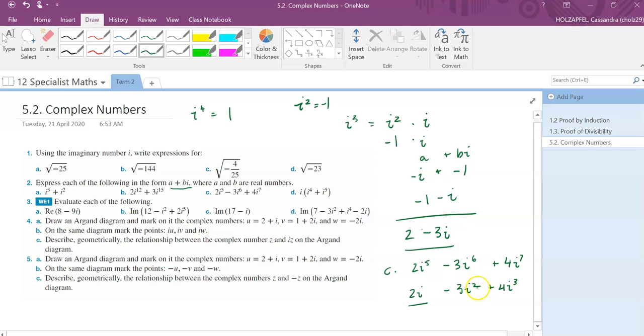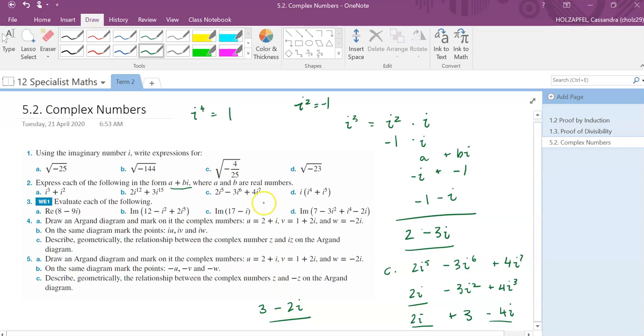And then I'm just going to condense those again because, well, this one can't be condensed any further, but we know that i squared is equal to -1. So -3 times -1 is going to make +3. And then i to the power of 3 is the same as saying -i, and so we can write this as -4i. Then I'm going to collect my like terms. So 2i minus 4i, this is going to become 3 minus 2i.